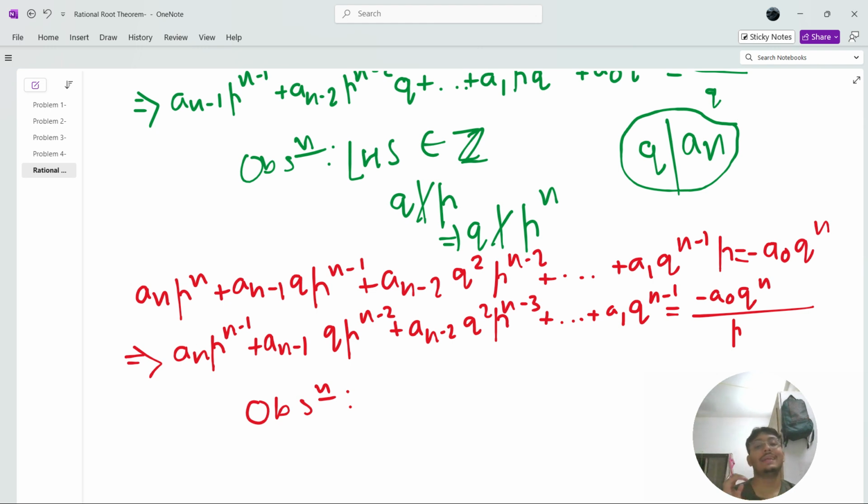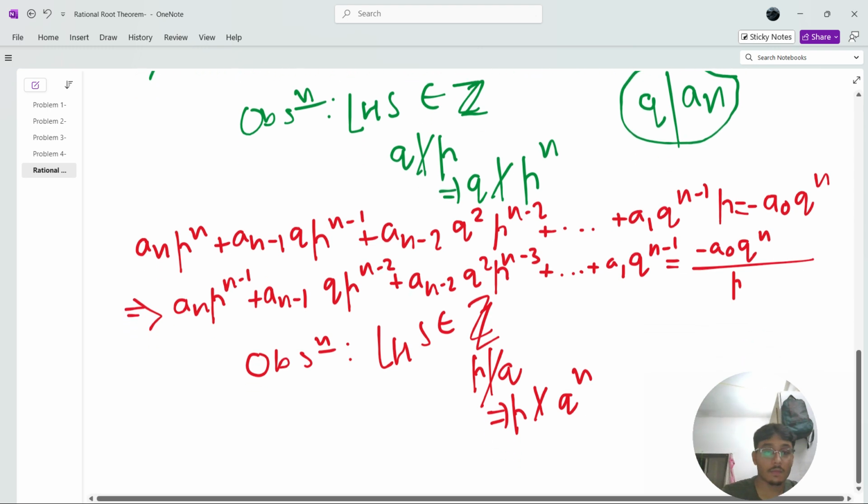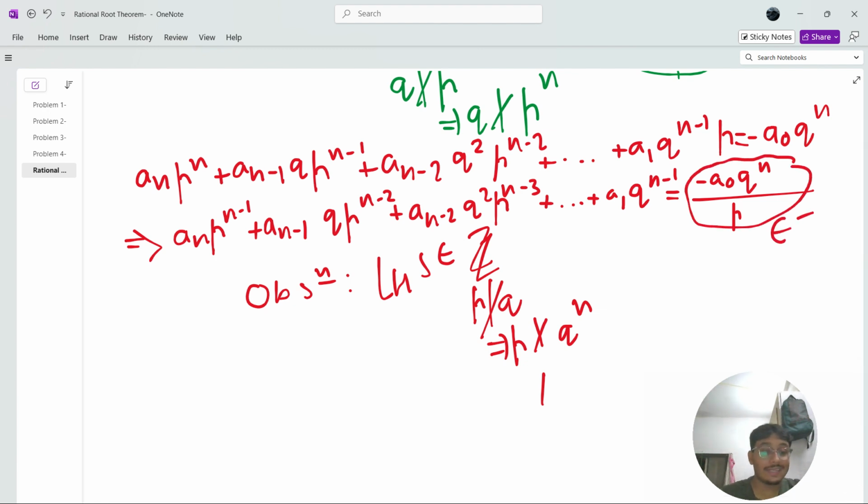But I know that my LHS is going to be an integer, and we have again claimed that p doesn't divide q. That means my p won't be dividing any higher power of q. That simply means for this quantity to be an integer, that is an element of Z, my p must divide a_0.